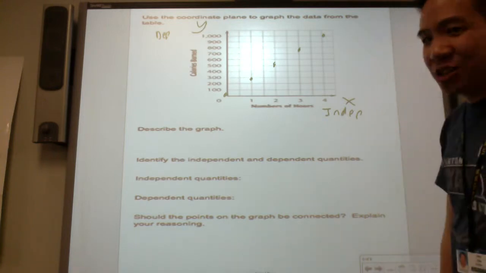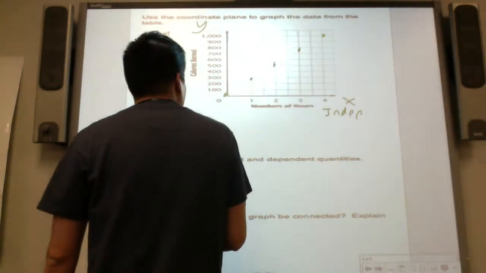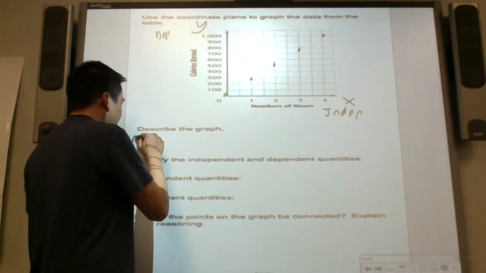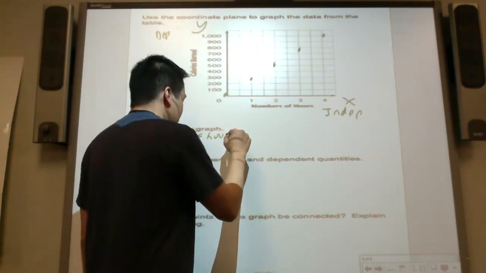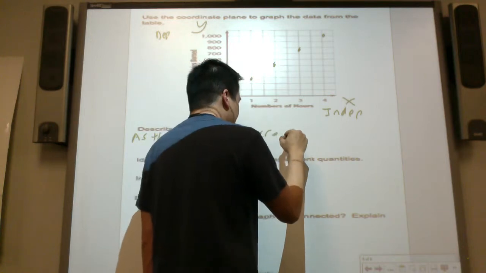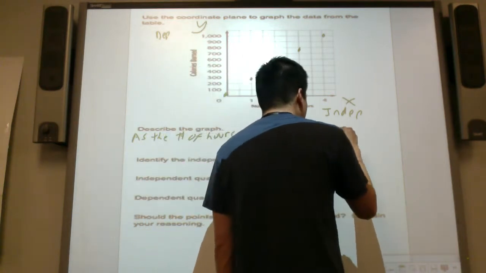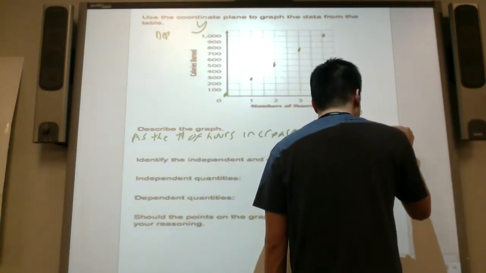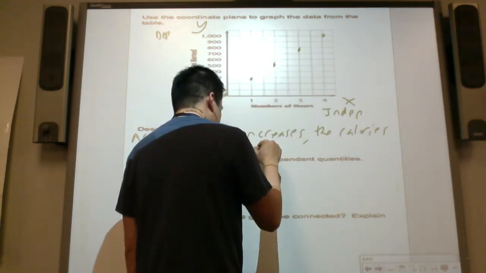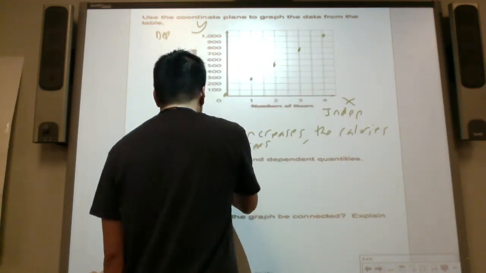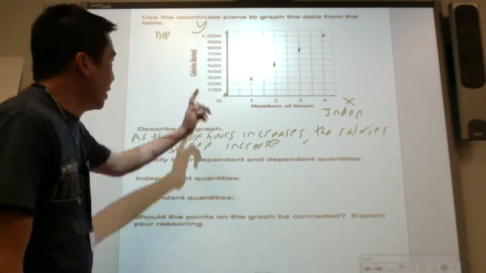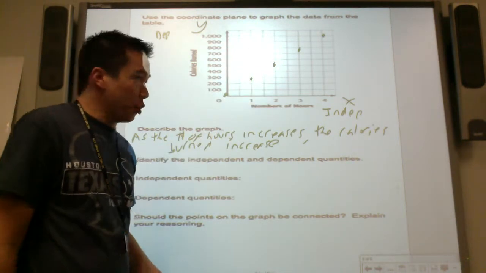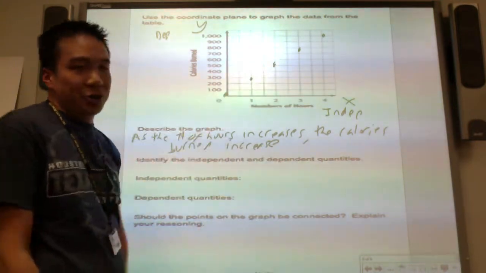So what's happening to this graph? It seems as though as the number of hours increases, the calories increase. Calories burned increase. So as the number of hours goes up, the calories go up.